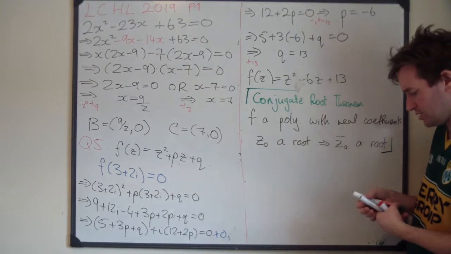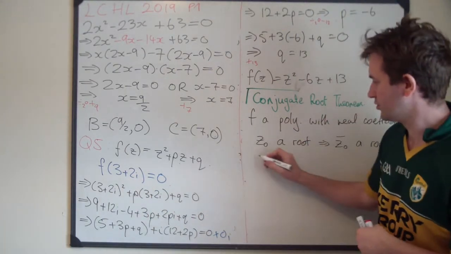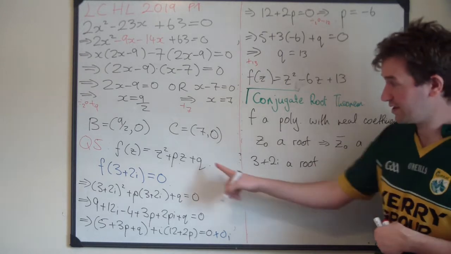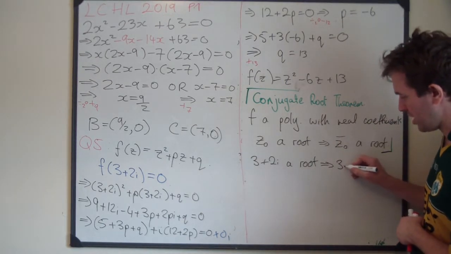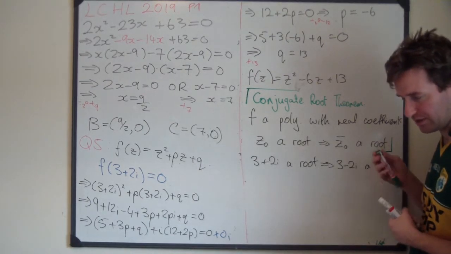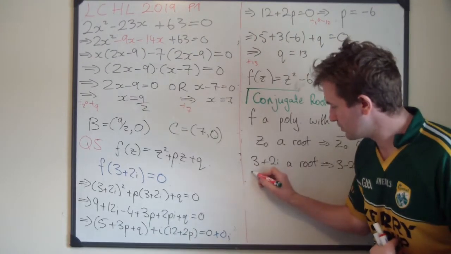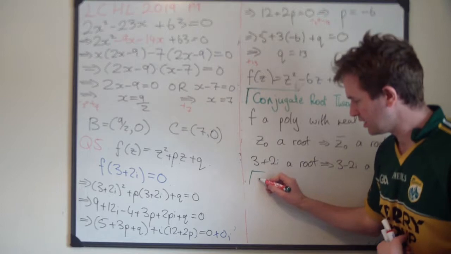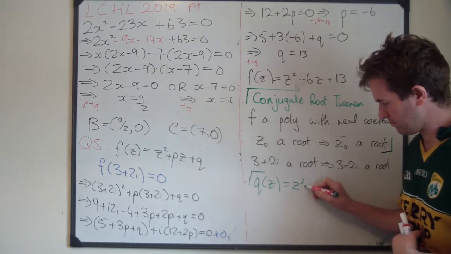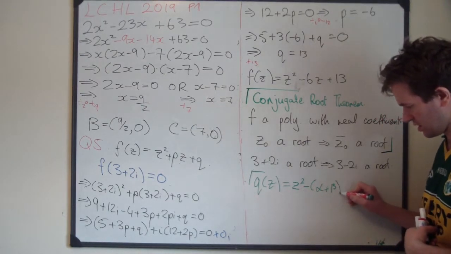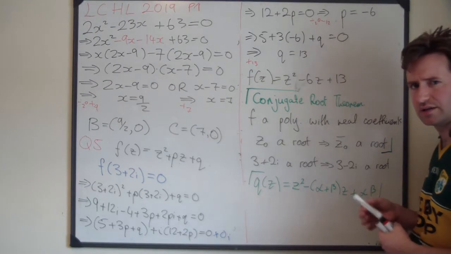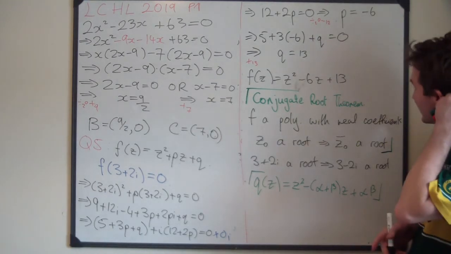That 3 plus 2i is a root. So 3 plus 2i being a root of this implies that 3 minus 2i is a root. Then I need to know that you know about sums and products of roots. So if you've got a quadratic, say q of z is equal to z squared minus the sum of the roots plus the product of the roots.